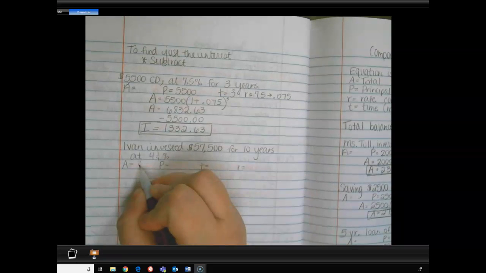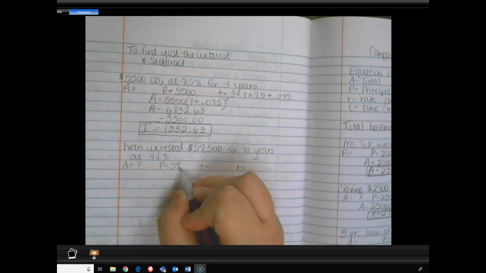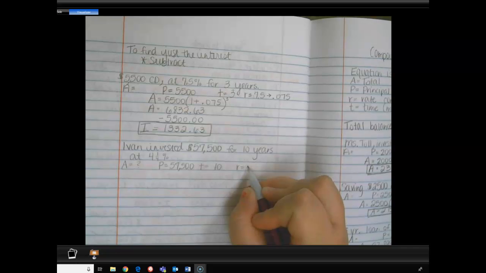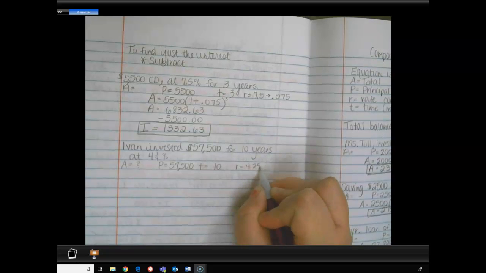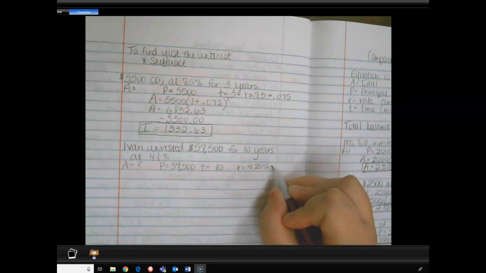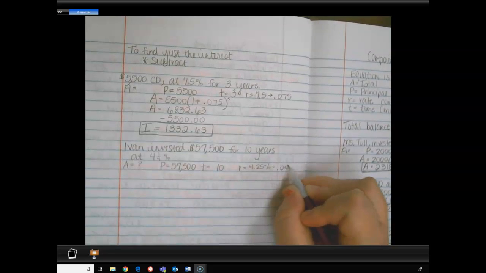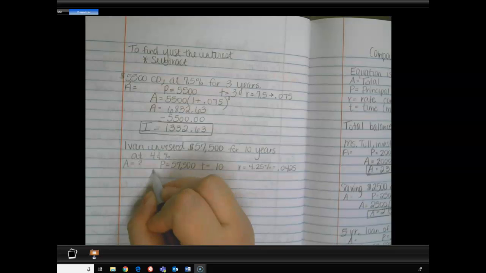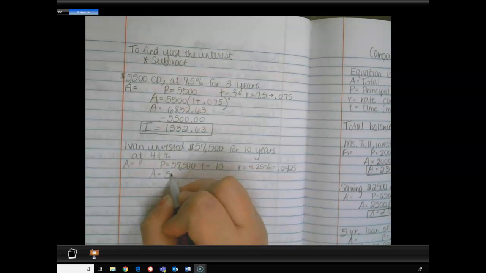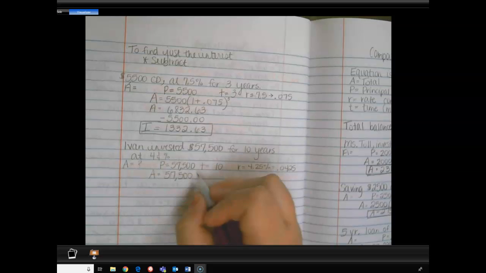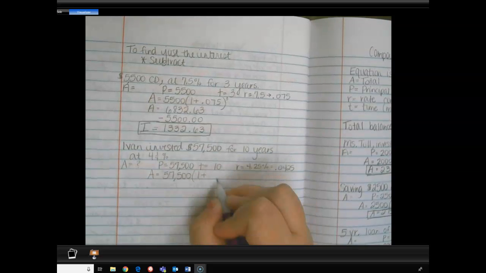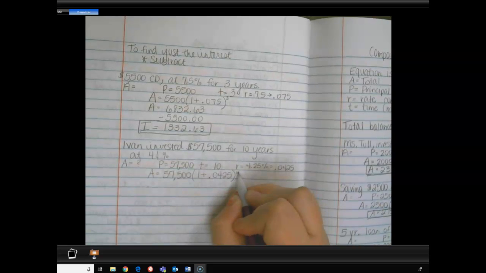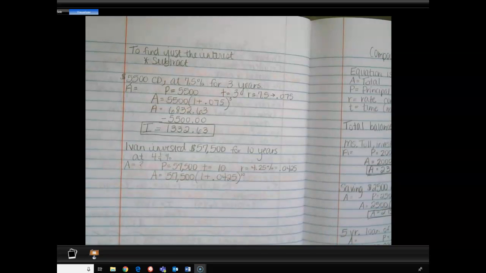So I don't know my A. Invested $57,500 for 10 years, and my rate is 4 1/4. So I change it to 4.25%. Move my decimal over twice, and it's 0.0425. All right, so we go to my formula. A equals P, 57,500, times 1 plus my R to the T power, so to 10. Plug that in my calculator.